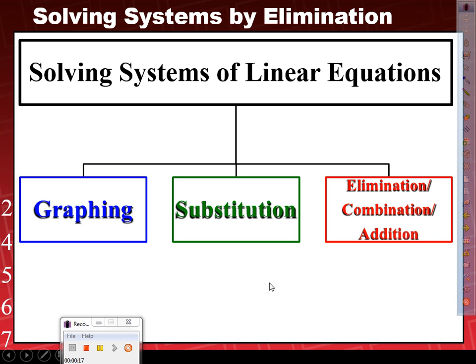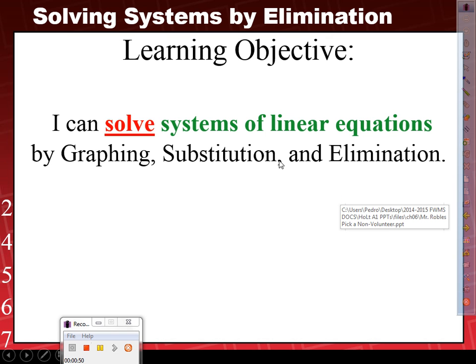Okay? So therefore, our objective for today, I can solve systems of linear equations by graphing, substitution, and elimination. Let's read together. 1, 2, 3. I can solve systems of linear equations by graphing, substitution, and elimination. So today's the third one, okay? And yesterday we did some practice doing both of these, right? Yes, Mr. Q. All right, good.